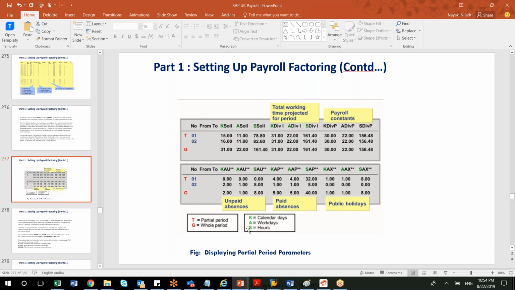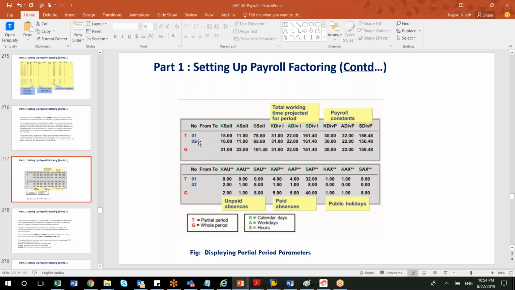You have to just remember this figure, K, to understand these constants, because you will find all these constants in your payroll parameter table. Inside the table they are easy to identify. For that reason we have color coded them: if it is a partial period it is T, and if it is a whole period it is G.